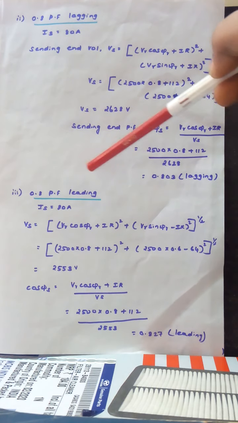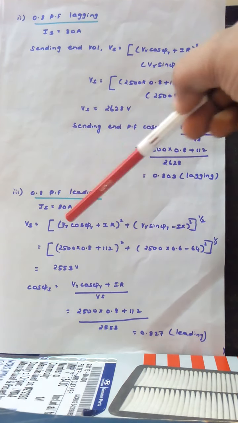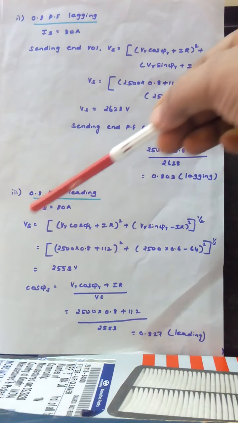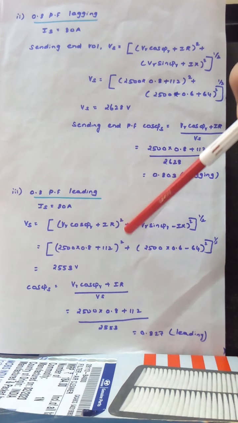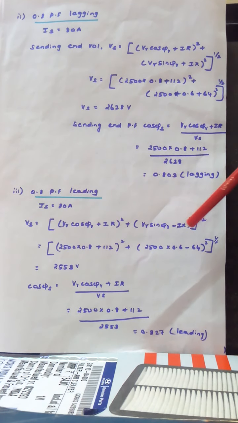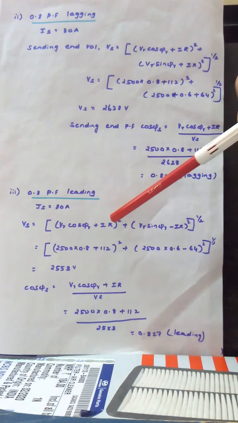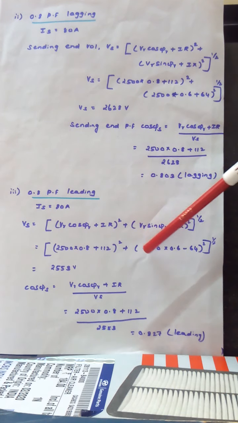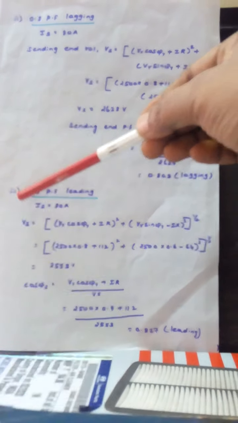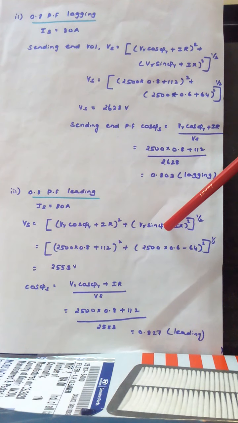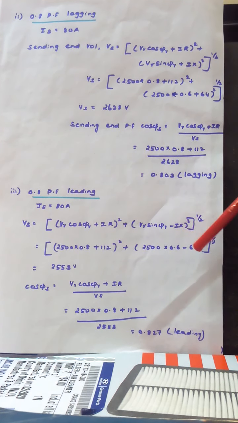So from the leading phasor diagram, for the leading case, we get the sending end voltage as Vs = [(Vr cos φr + Ir)² + (Vr sin φr − Ix)²]^(1/2). So the Vr value we know, cos φr is 0.8, and the IR drop is 112, and Vr is again 2500. From this we can find out sin φr, so it is 0.6, and Ix is 64.